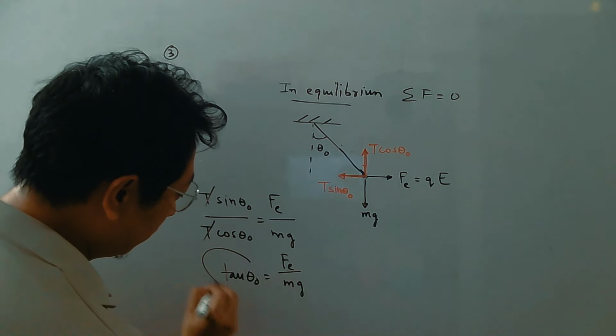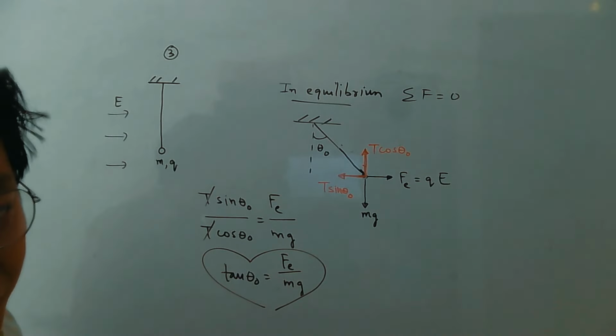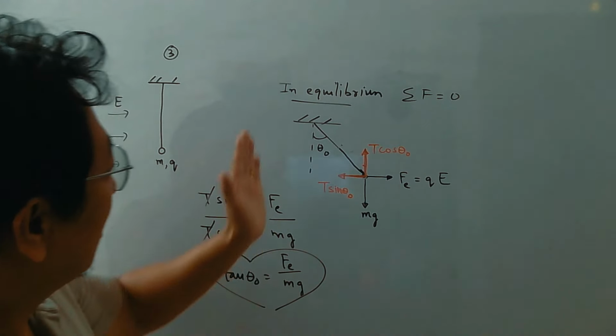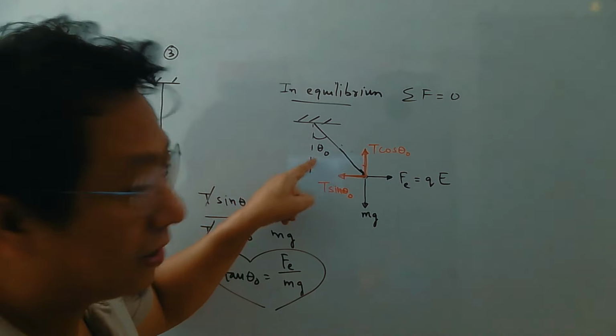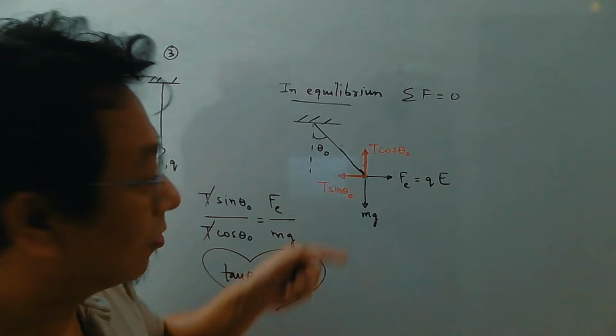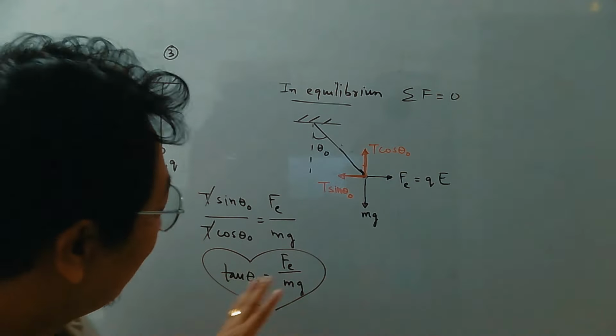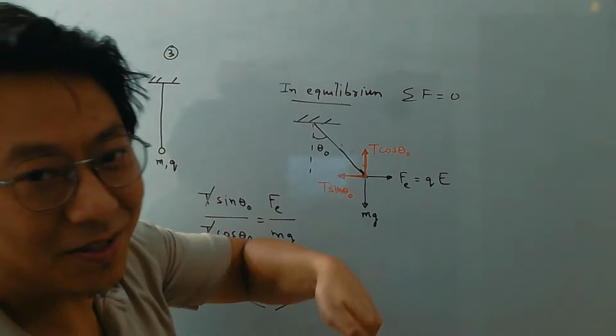This is a very useful equation which will come in many places. Okay, so try to remember this. When the pendulum is in equilibrium, tan of this angle made by the string with the vertical is always equal to Fe by mg. Try to remember that, okay? Fe by mg.